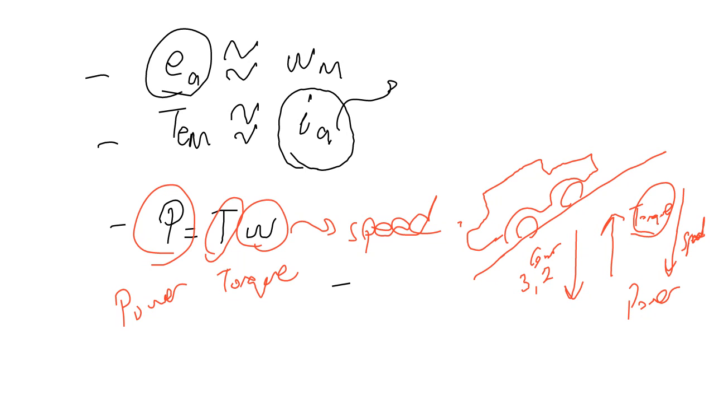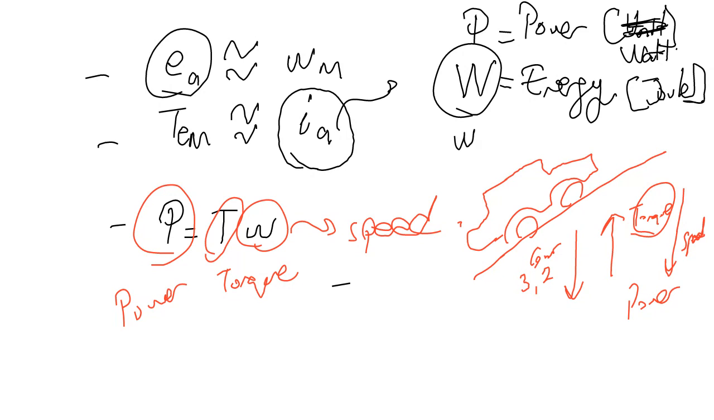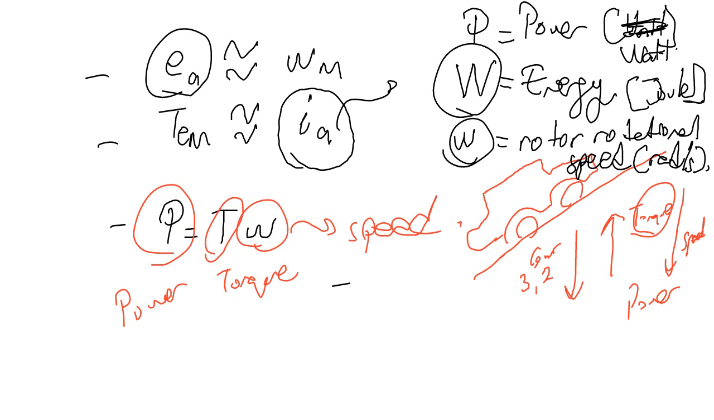Probably your question is about the unit, I think. What is power? P, power, unit watt. W, energy, joule. So omega, rotor rotational speed, radian over second. Okay, one of them is W energy, one of them is omega. Probably your question is about the units and notation.